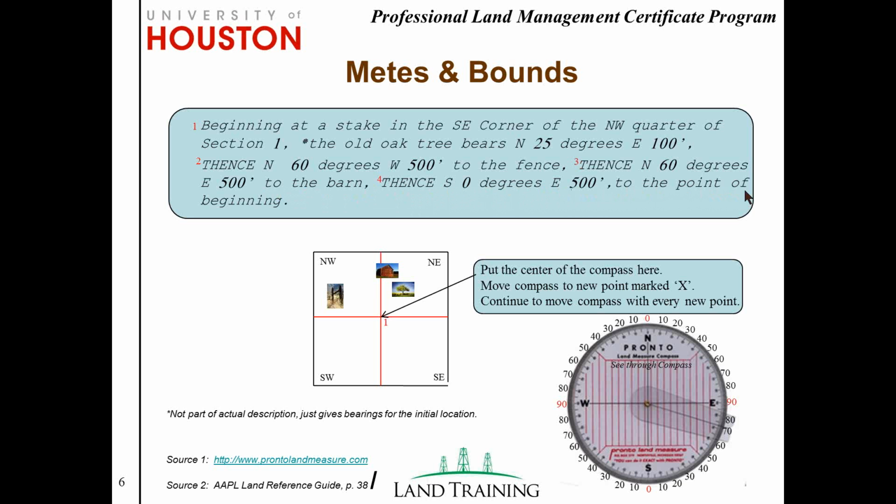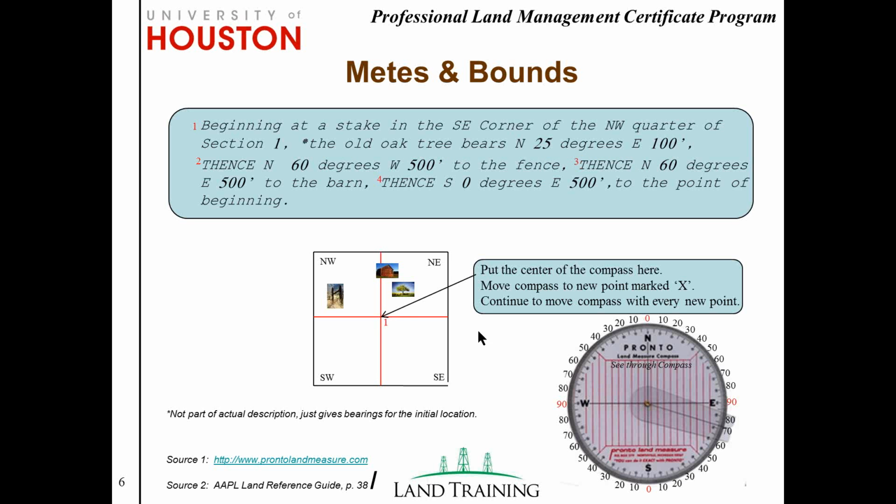Now, if I were going to try to find this piece of property, I know that this starts in section 1 because it's telling me beginning at a stake in the southeast corner. So there's going to be a stick or a stake in the ground in the southeast corner of the northwest quarter, right here. And we know that it's in section 1. Now from there, to make sure you're in the right place, it says the old oak tree bears north 25 degrees east 100 feet.